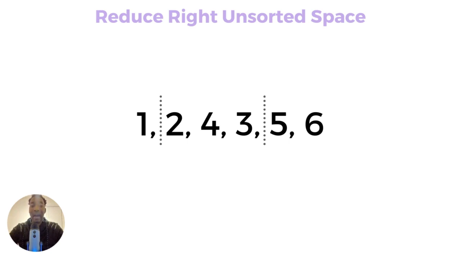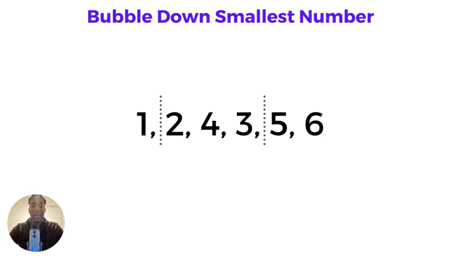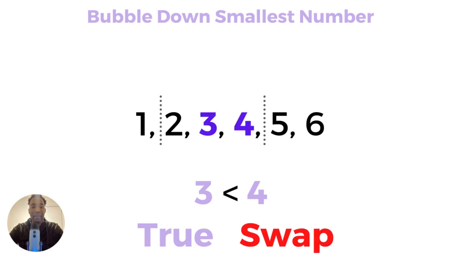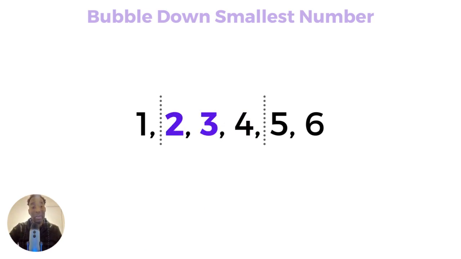And we're going to bubble down the smallest number in our unsorted space. Let's compare the 3 and the 4. Is 3 less than 4? That is true, and therefore we swap. Is 3 less than 2? The answer is no, and therefore we don't swap. Keep it exactly the same.